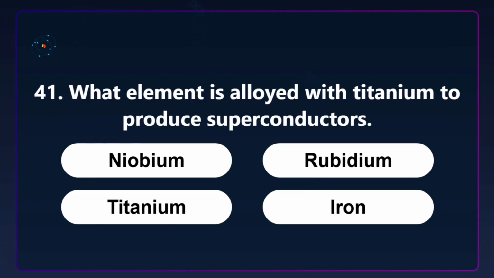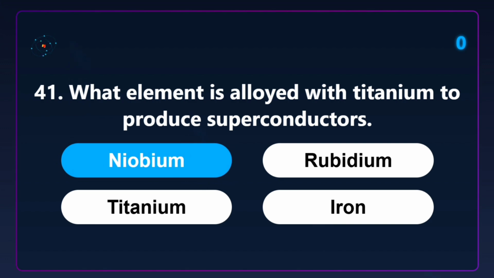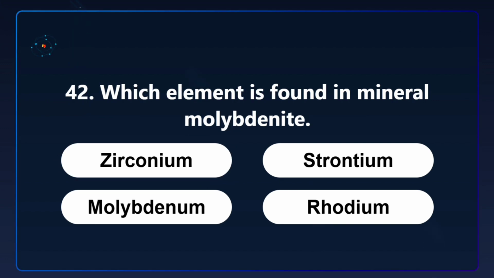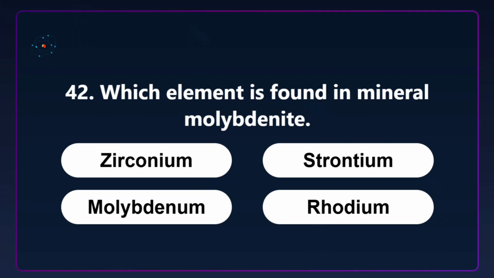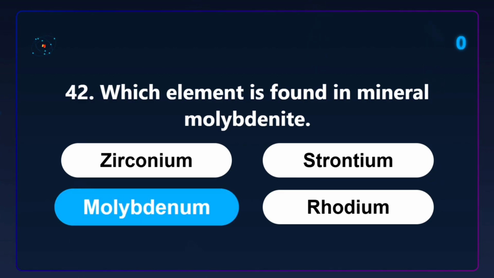Question 41. What element is alloyed with titanium to produce superconductors? The answer is niobium. Question 42. Which element is found in mineral molybdenite? The answer is molybdenum.